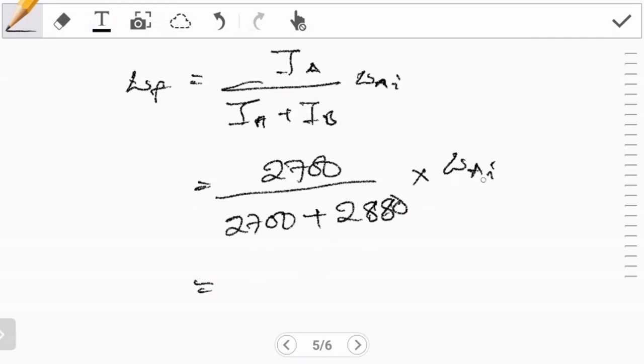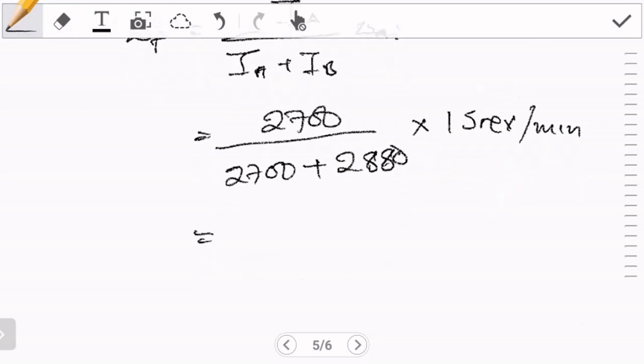Now, this is currently given to us in revolutions per minute, so we have a choice. Depending on what the question is asking, you either have to convert it to radians per second, or you can leave it in that format. In this case, you can still use it the way it is, as 15 revolutions per minute. And if you did that, the answer you get is going to be 7.26 revolutions per minute.